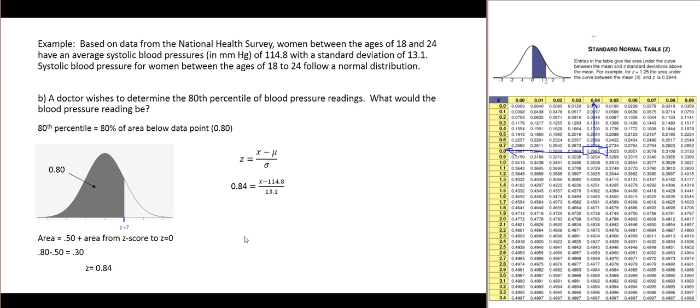We're going to fill in everything that we know. We found the z-score based on that area of 0.80, which was from the percentile. We don't know our data, so I'm going to leave that X. We know our mean and our standard deviation. So we want to clear the fractions. We want to multiply both sides by 13.1. So we've got our 0.84 times 13.1 equals X minus 114.8. That gives us 11.004, and that still equals X minus 114.8. And then we'll add that 114.8 to both sides, and we get our data point of 125.804.